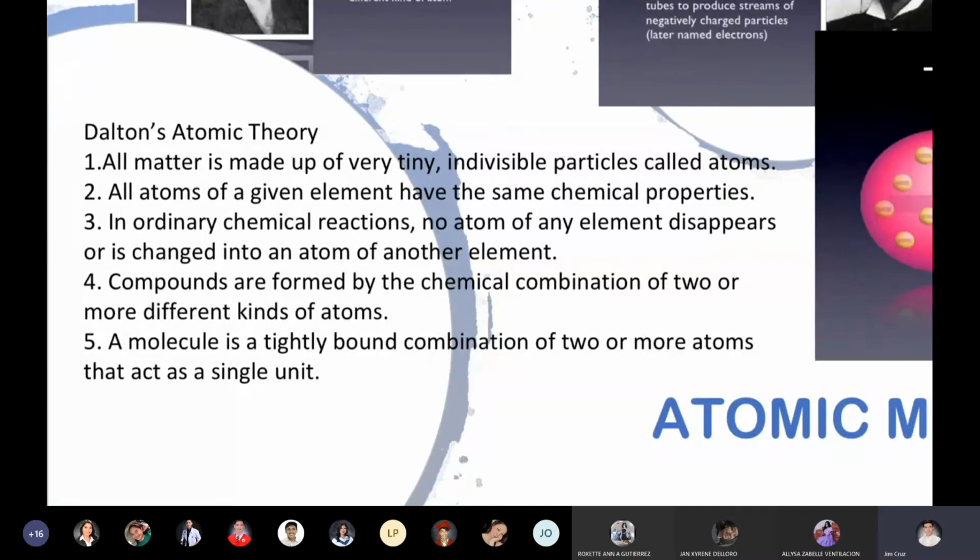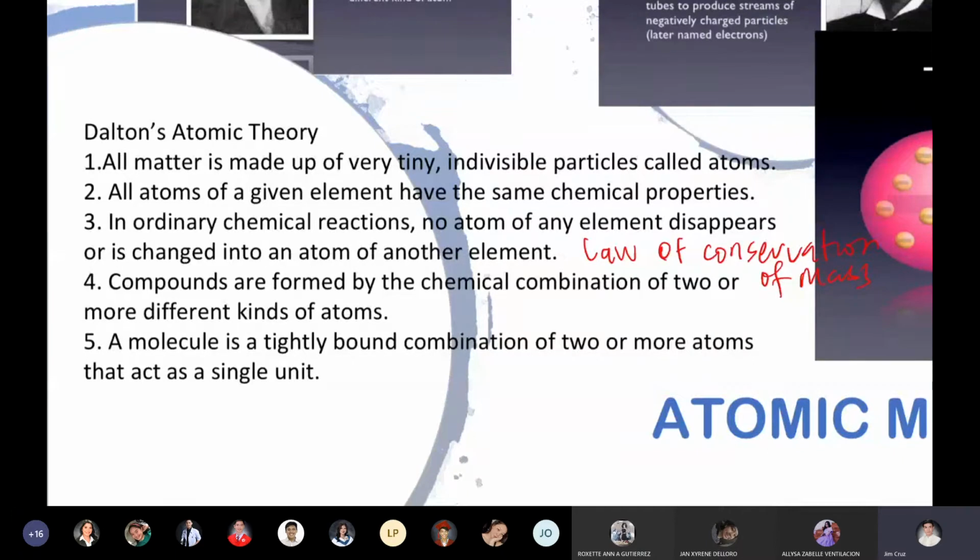So yun. So the idea lang here is the law of conservation of mass, no? So he introduced the law of conservation of mass, no? So what is the law of conservation of mass? So the law of conservation of mass just tells you that in a certain chemical reaction, the mass of your reactants will still be the same as that of your products, no? That means all atoms used up in a chemical reaction are also still present on your product side, no?